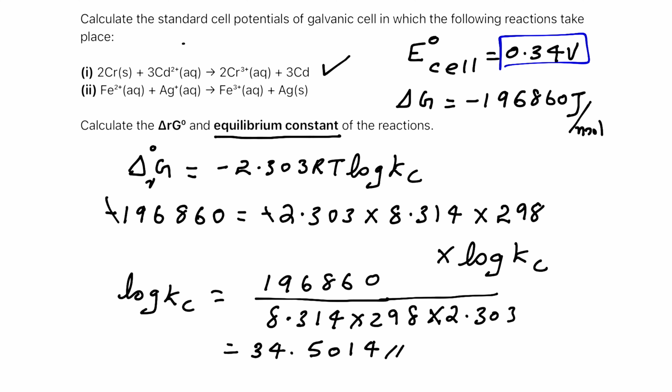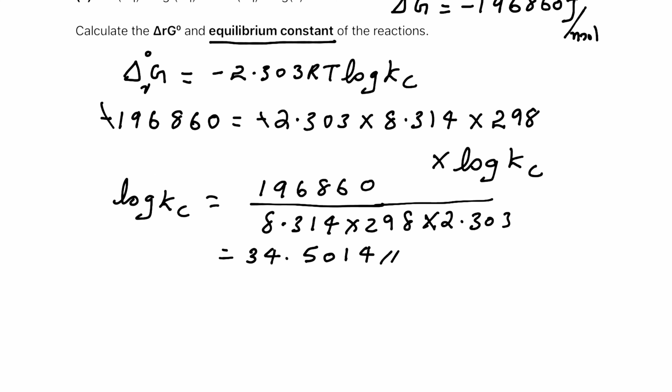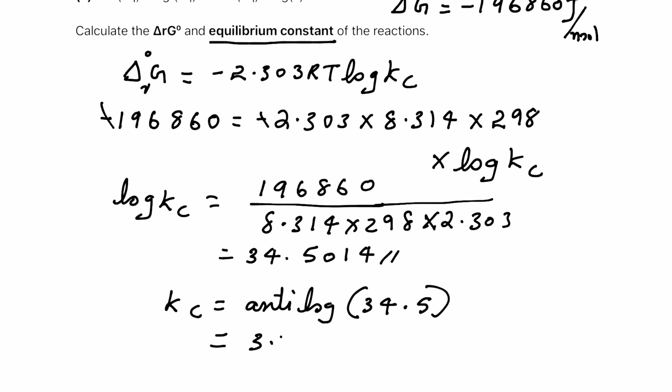34.5014. Clear? Right? So what is Kc? Kc is antilog of what? 34.5. Correct, right? By using logbook you can find the answer for this. Answer will be like 3.17 into 10 raised to 34. In exams, if they don't provide logbook, you can stop your answer on this step. You'll get complete marks. Don't worry about that.